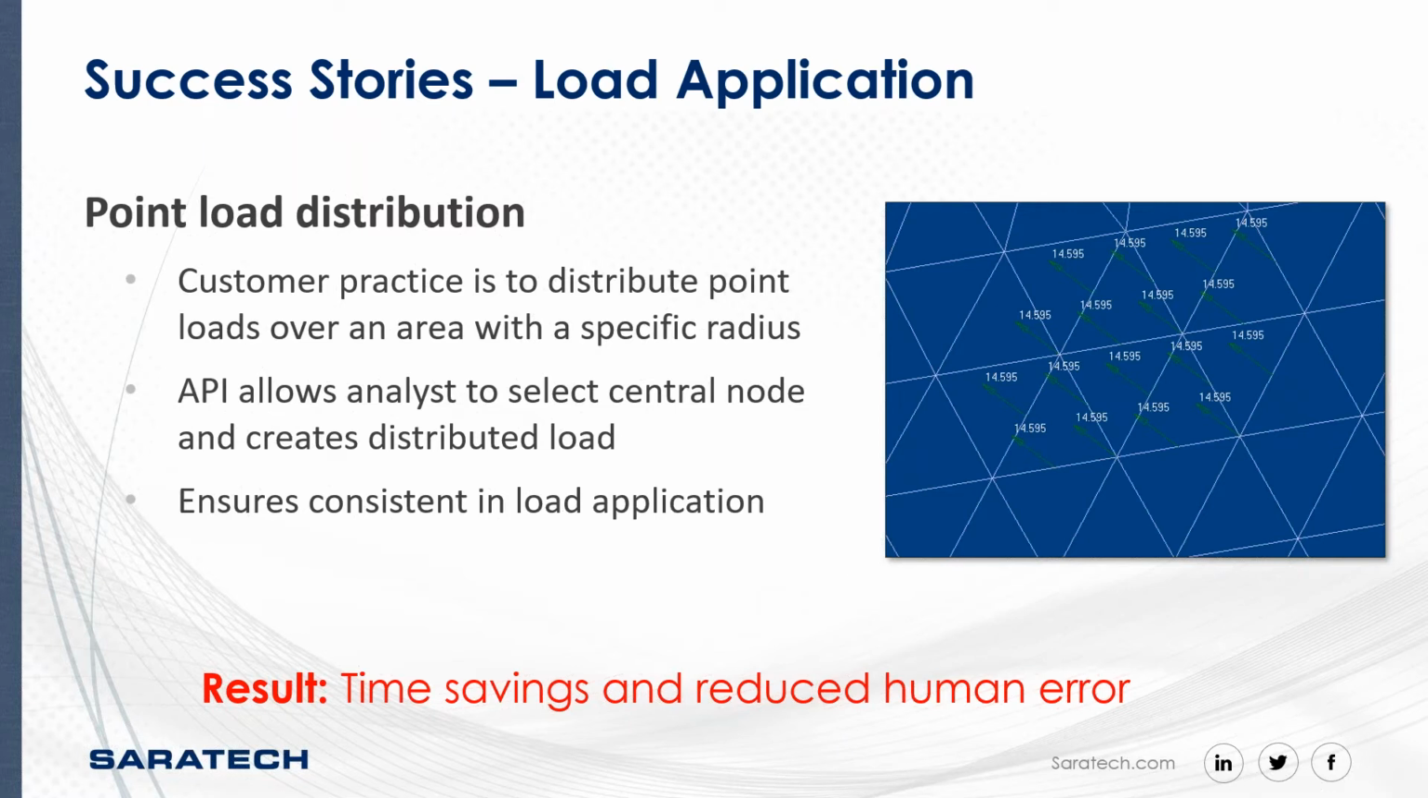Next up is point load distribution. So in this case, the customer's best practice was to distribute point loads over an area rather than just creating a load on a single node. So this API would allow the analyst to select the central node and create a distributed load around that central node. And this saved a fair bit of time for the engineers, but it also reduced human error a lot.